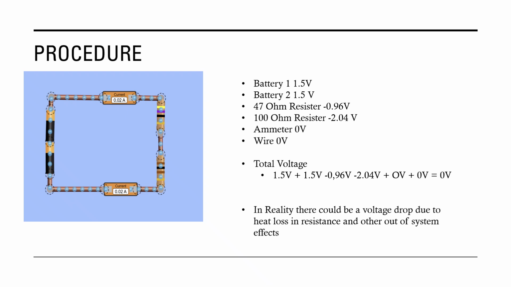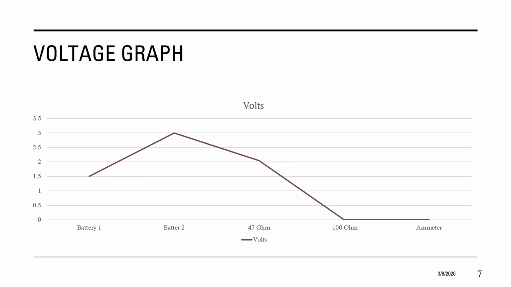Then measuring the voltage at different points in the closed circuit, we see that each of the batteries is 1.5 volts, and the resistors are negative 0.96 and negative 2.04, and this all adds up to 0 because of energy conservation. But in reality, there could be a voltage drop due to heat loss, resistance, and other out-of-system effects.